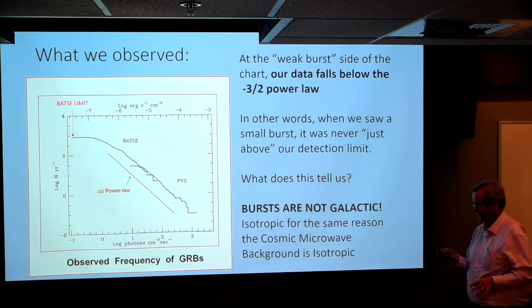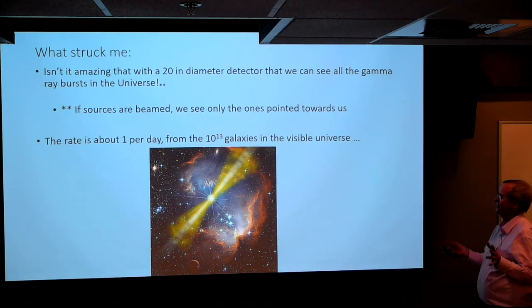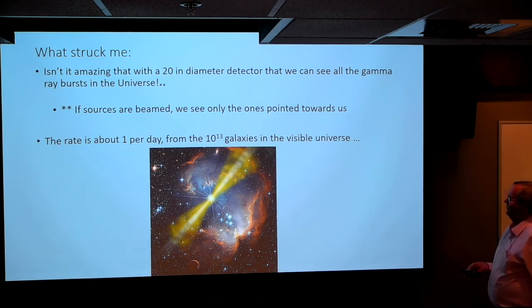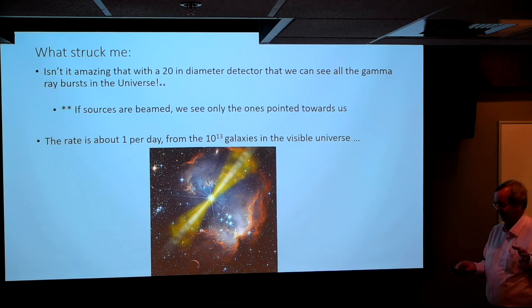With a small 20-inch detector, I think that's really remarkable. So with this 20-inch detector, we're seeing all the bursts in the universe. It's just really striking. Gives me chills still. And so the rate is about 1 per day from all the galaxies in the universe. And I'm taking a step ahead here because I still haven't told you what is the actual distance scale. It's beyond our galaxy, but how far into the distant universe, early times, is it? I haven't shown you that yet. I'm about to get to that point.